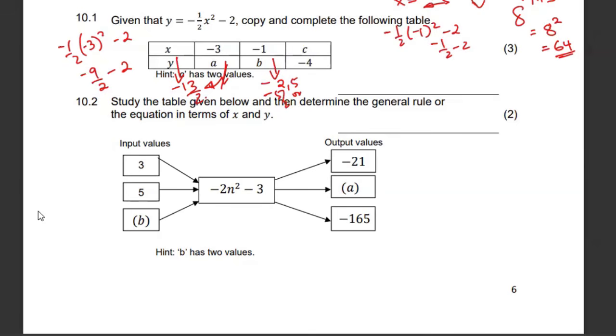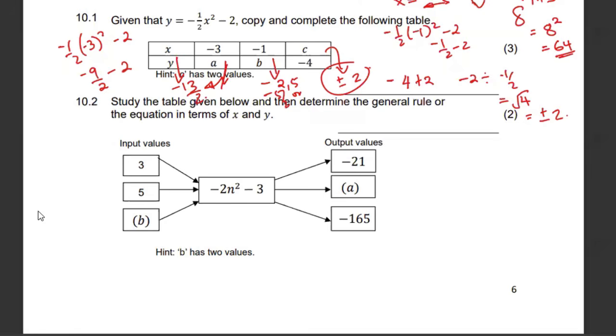And then with C, we use the inverse again. So it's going to be negative 4 plus 2, which is a negative 2. Negative 2 divided by negative a half gives us a 4. And then we must find the square root of 4, which is a positive or a negative 2. So C becomes positive or negative 2. So that is how we were supposed to work that question out.